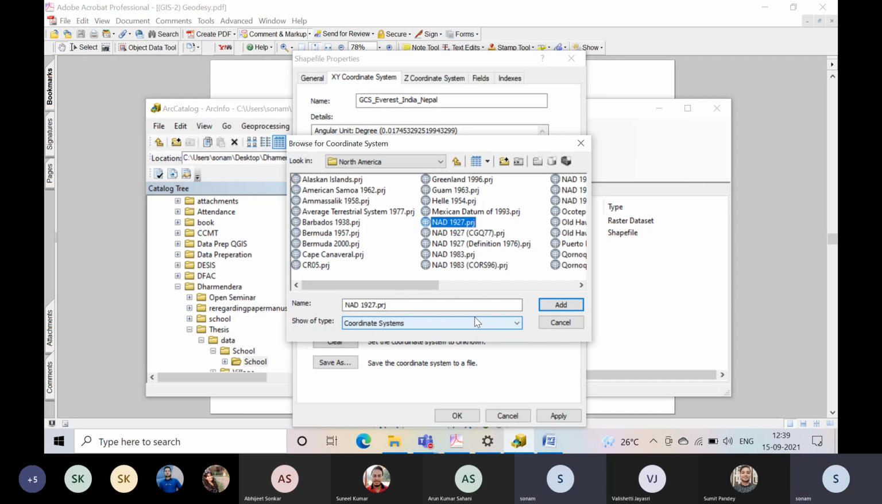The North American datums of the year 1927 and 1983 were established to provide accurate positional coordinates and increased horizontal control for any location within North America. So this is the popular one, North American Datum, NAD. There are two versions, 1927 and 1983.